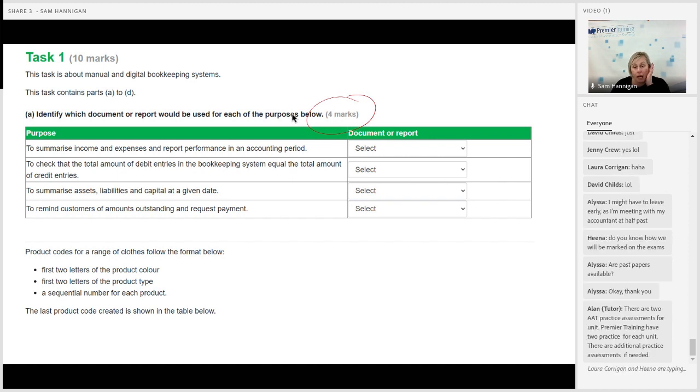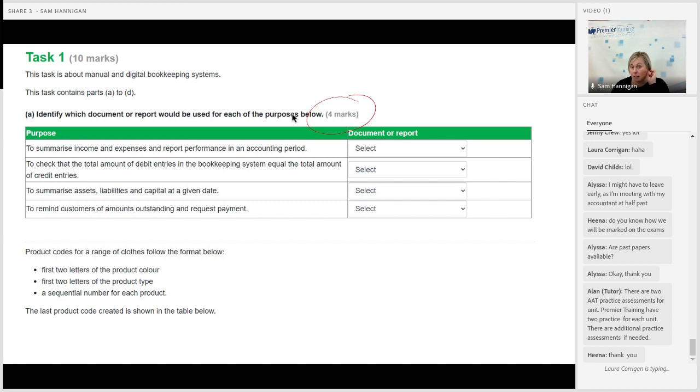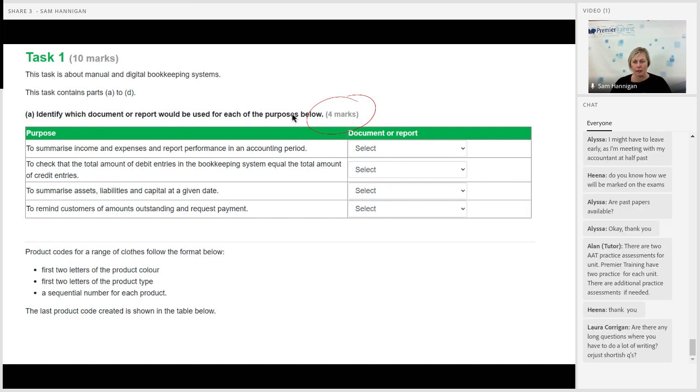Okay. Alan, there are 2 AAT practice assessments for you for this unit, 2 Premier Training ones and additional ones. So like I said, Alan's backed me up. I'm not just making it up as I go along. We have got plenty to help you get ready, as long as you do the work and you don't rush. Okay. Are there any long questions where you have to do a lot of writing? Not in this unit. There is written tasks, but mainly at level 3 and 4.